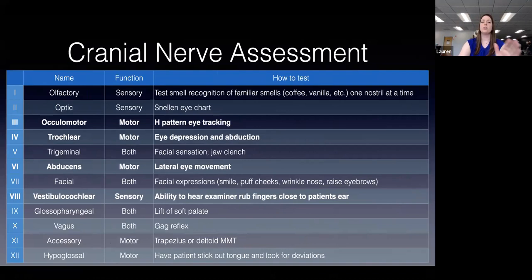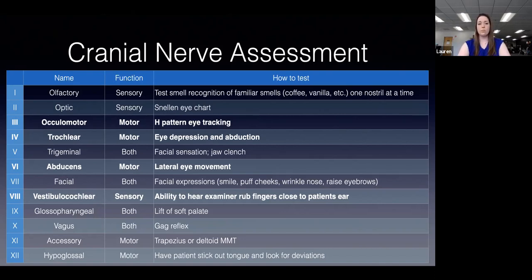All right. Cranial nerve testing. If we did all of these in the office, they don't take long to do, but the ones that will be most likely affected with any kind of concussion or vestibular type of influence are cranial nerves 3, 4, 6, and 8.